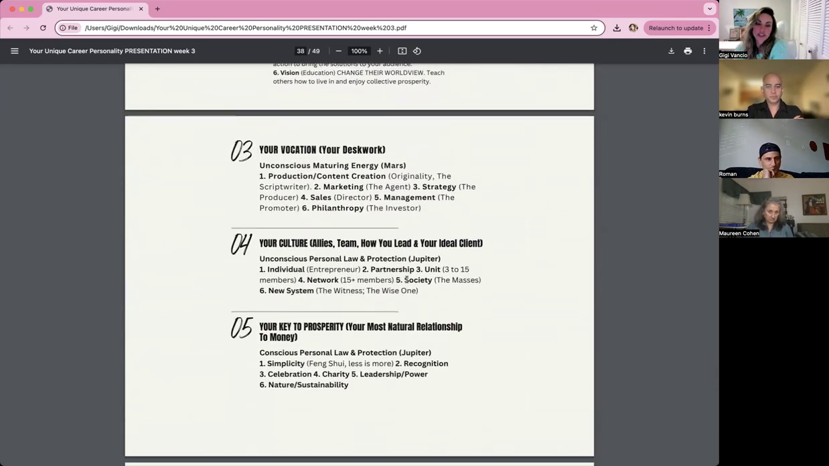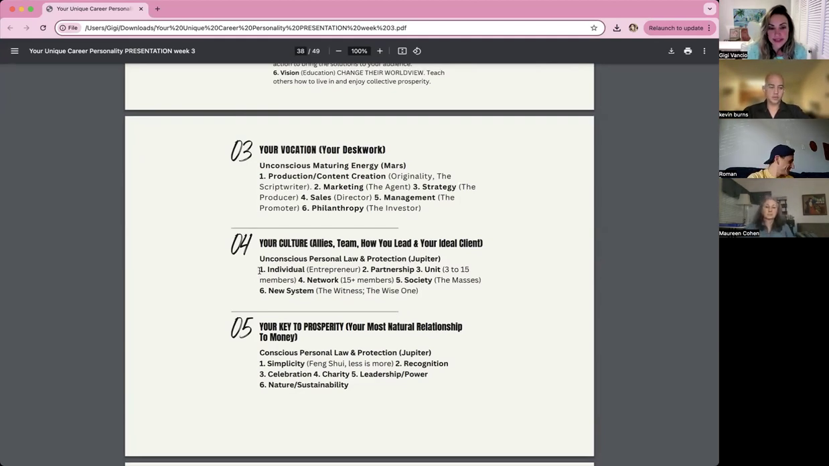Your culture. So your culture is a mix of things. It's your allies, like the types of people you want to work with, the types of team you want to bring on. It's your leadership style, and then your ideal client. So it's all wrapped up in your culture.